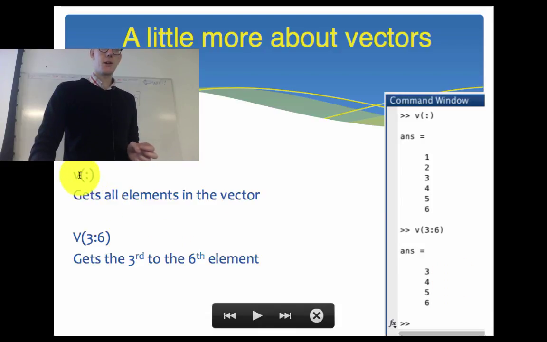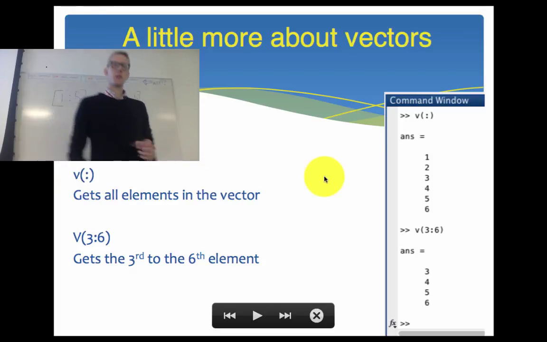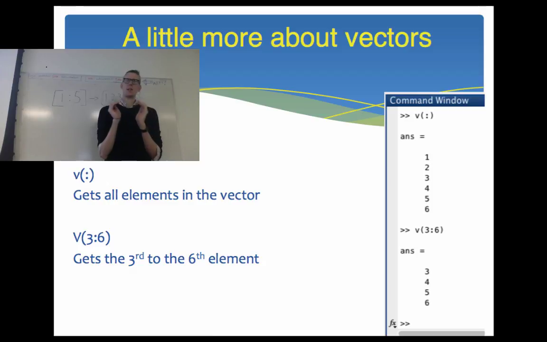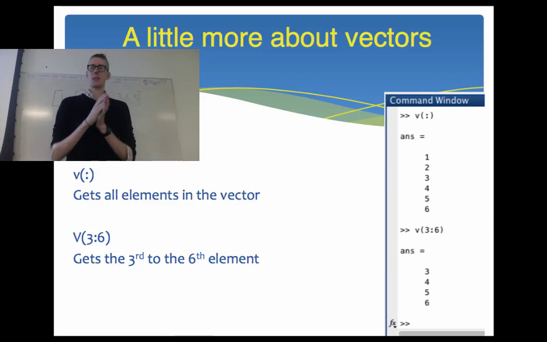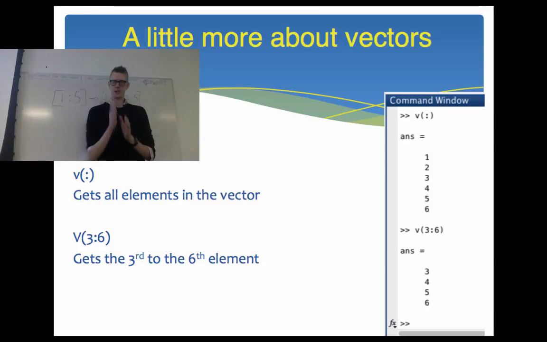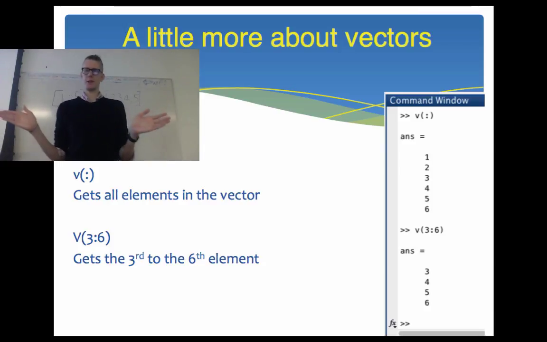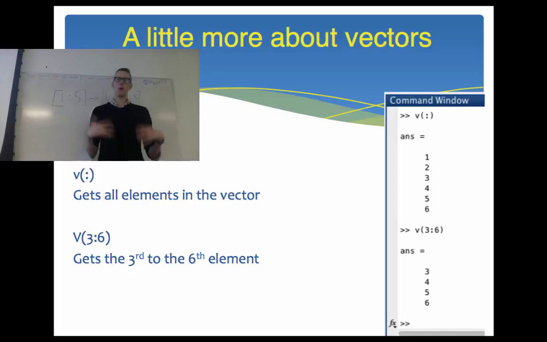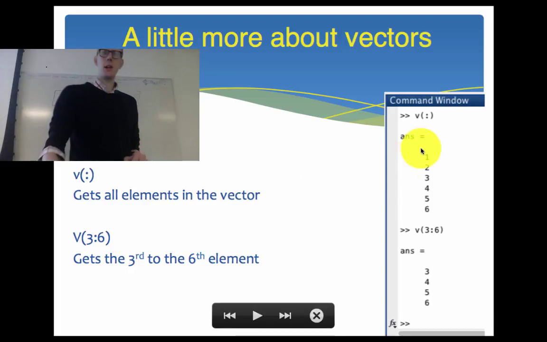Okay, so another trick you need to use in MATLAB quite frequently is this colon notation. What the colon will do is, if we put it there instead of a number, rather than getting the third element, it's going to get every element. So a colon means get all elements of the vector, or the row, or the column, whatever we're talking about here. So if we type v(:), it's going to give us the whole vector.